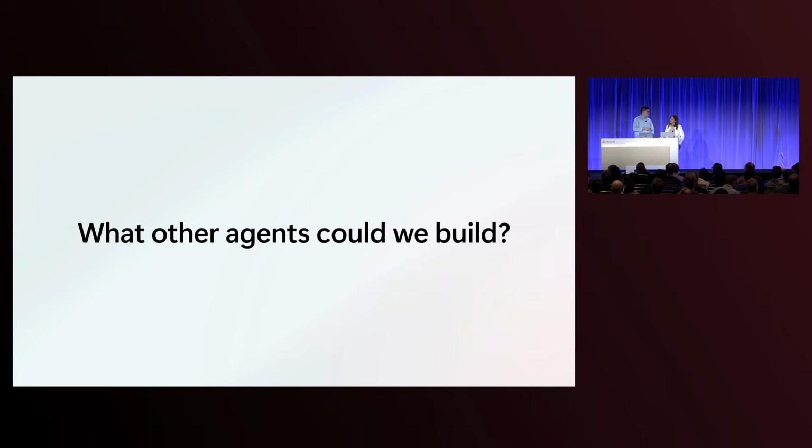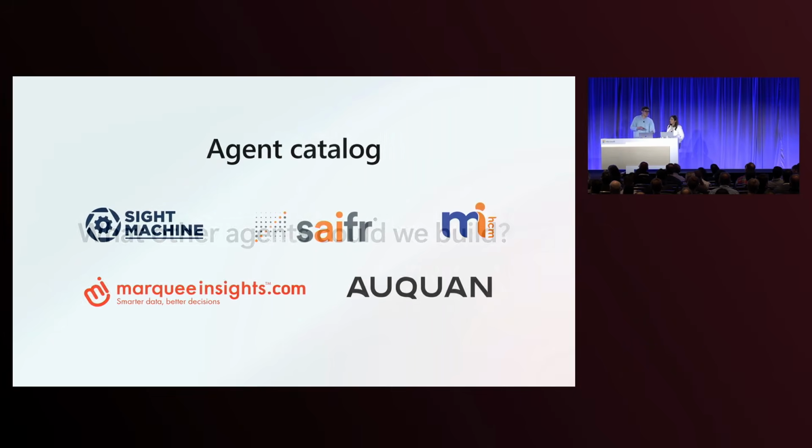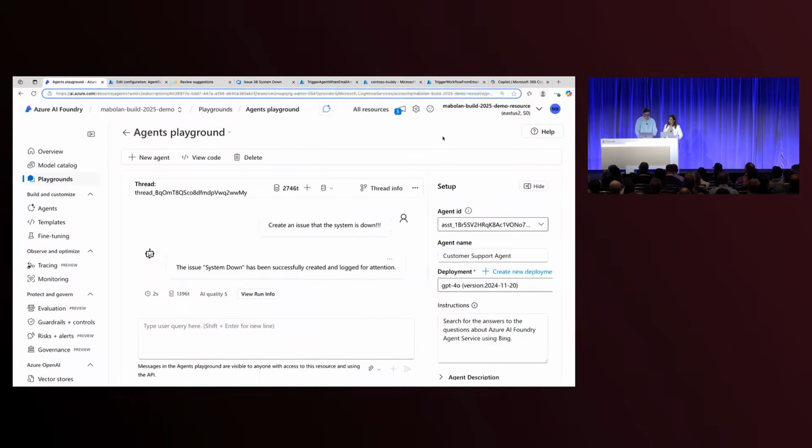So what other agents can we build? This is really hard for a lot of us: what's the next thing I should do? So what we decided to do is create a catalog of starting templates of agents. And it wasn't just Microsoft building these templates. It was also some third-party partners. So hopefully we'll get to see all of yours. Please submit them, and we'll add them to our agent catalog. Let's dive in and see what that looks like.